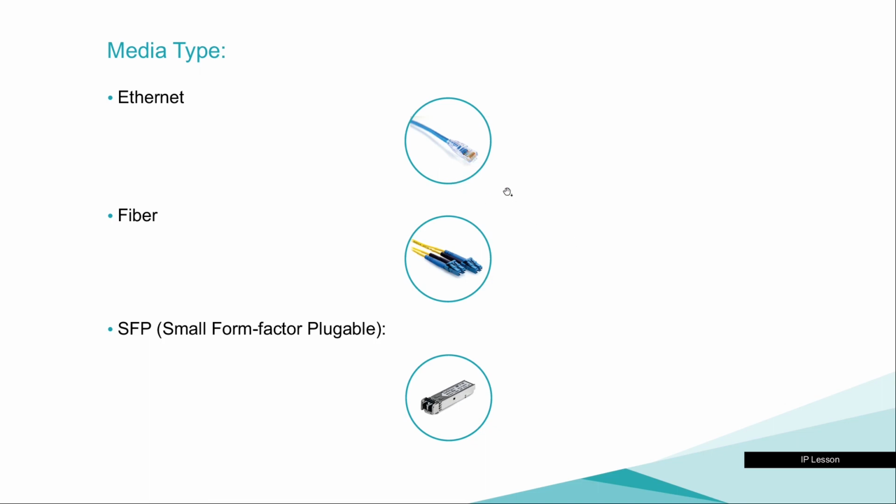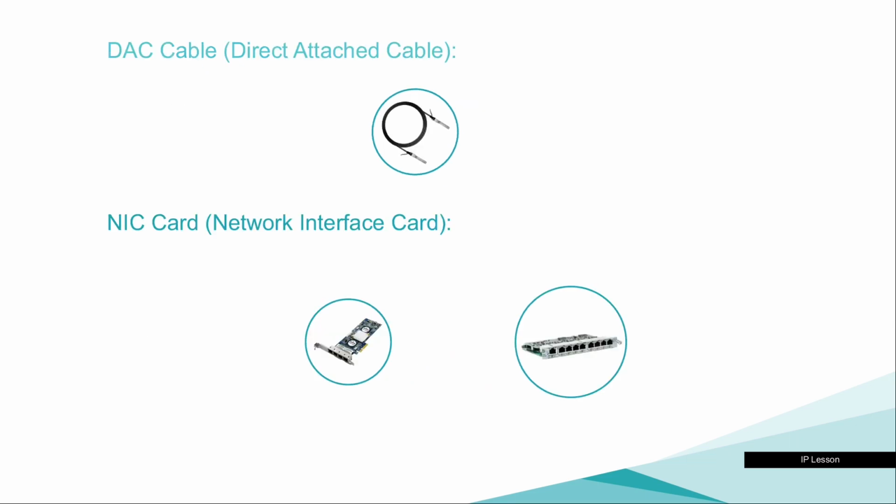So let's move to the physical components. When you hear media type, we're talking about the connection and the physical component. So what media types can we see in our LAN? We can see Ethernet cable, fiber cable, and SFP, small form-factor pluggable transceiver. The fiber cable comes with one pair of cables, one transmitting data and one receiving data. We also have the DAC cable, direct attached cable, and the NIC, network interface card. The NIC for a switch we can call a port card or blade.